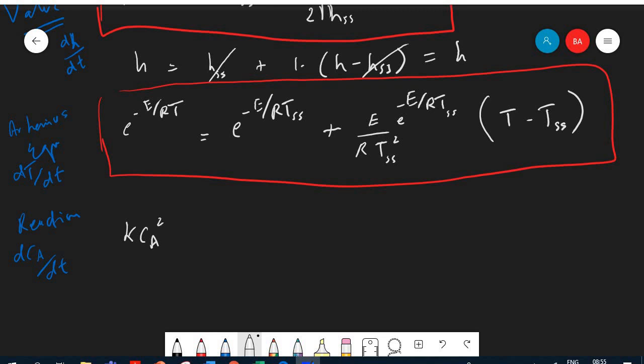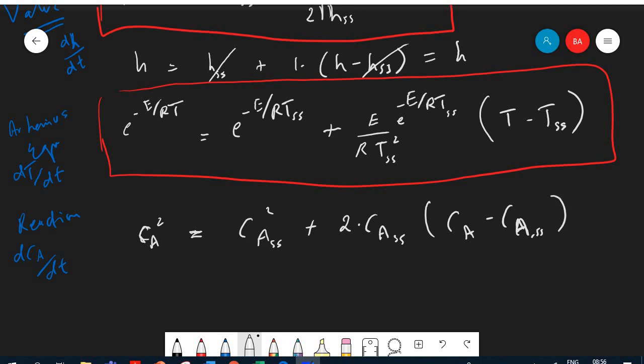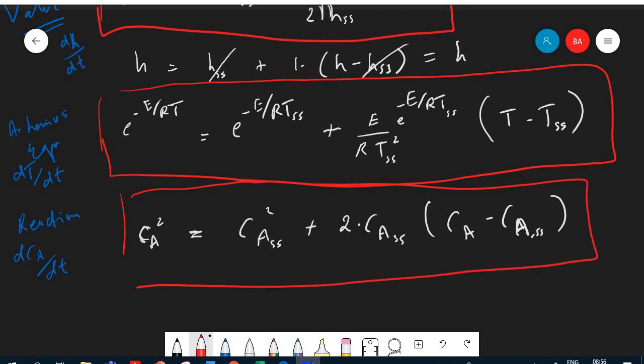And in this kCa squared, if we just continue with it, I know that we have k here, but you don't need to include k, because k is just multiplied by whatever I have here. So Ca squared is equal to the same Ca squared at steady state, plus the derivative of that Ca squared, which is 2Ca, kept at steady state, into Ca minus Ca at steady state. Okay, so it's that simple. So you can see how we can deal with things here.